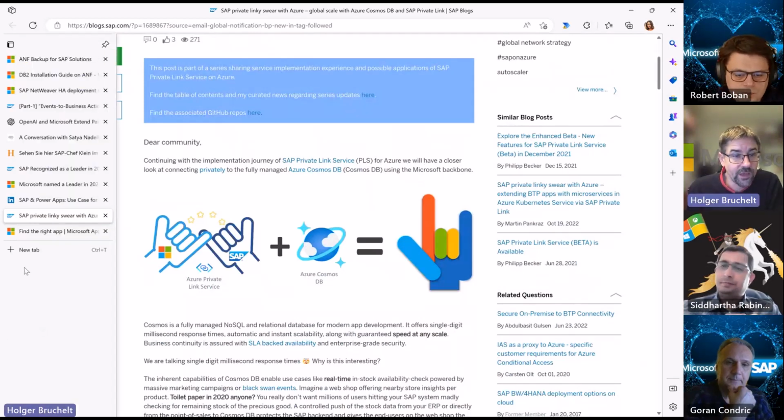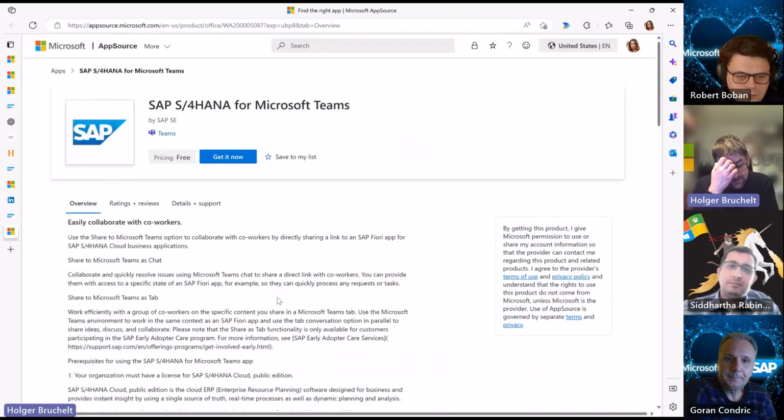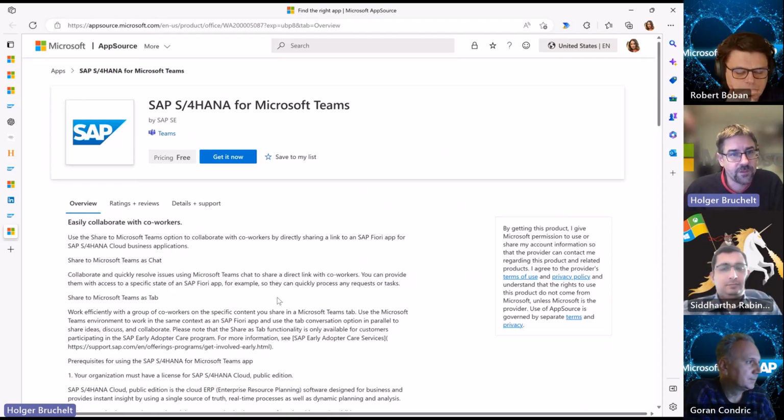The final one before we hand over to Sid is something that I again was personally very much involved in. So I'm really happy to see this. The SAP S/4HANA app in Teams is now available on the Teams App Store. So if you go to the link here, or if you search for it, you should be able to install it in your Teams environment.